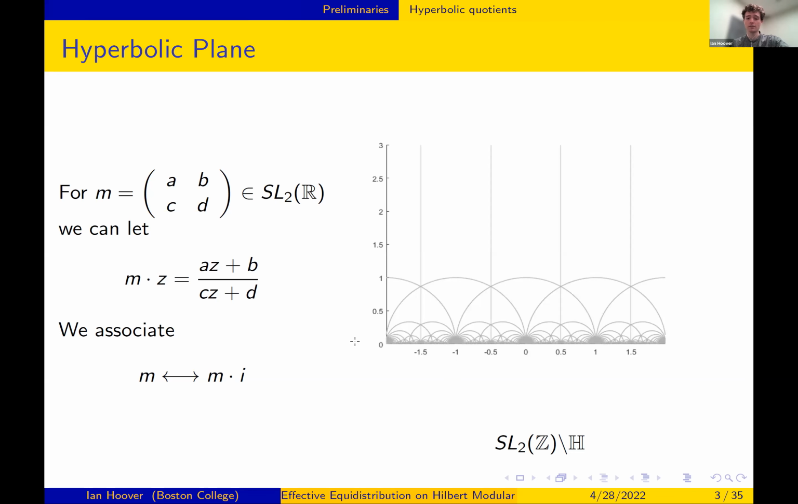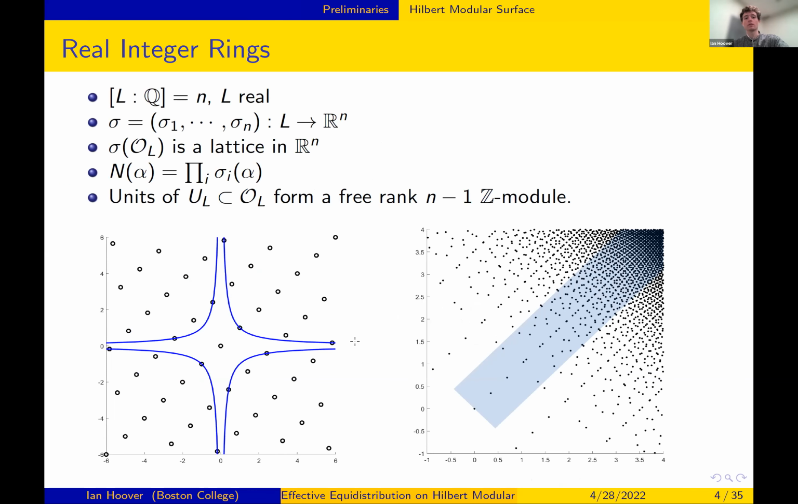Now, Hilbert modular surfaces are essentially a generalization of this idea to lattices acting on products of hyperbolic planes. So they're generated by number rings, real number rings. So for us, let's take a real number ring L of degree n. By real, just recall that this means that all of its embeddings into Q-bar are actually embeddings into R. And if we fix some order of those embeddings into R, we get an embedding from the ring of integers into the product of R, so into R^n, and it embeds as a lattice.